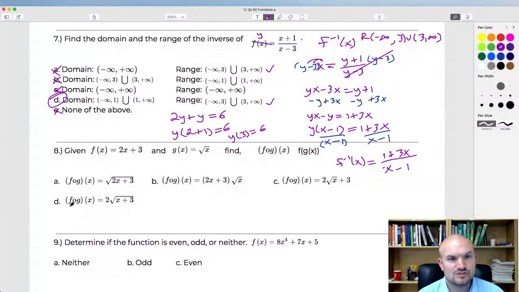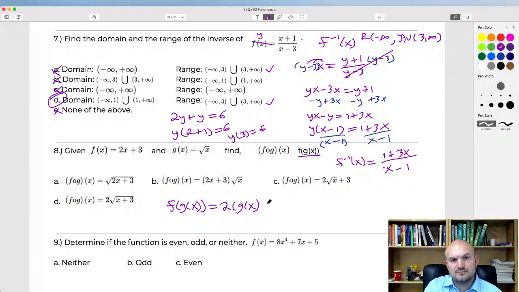Given the function f of x equals 2x plus 3 and g of x equals square root of x, determine f of g of x, which is basically plugging in g of x into f. So all that is really telling me is I'm going to take the f of x function and plug in the g of x function. That's going to look like 2 times g of x plus 3. Well, g of x is square root of x, so therefore that's 2 square root of x plus 3. And therefore you can see that answer is C.